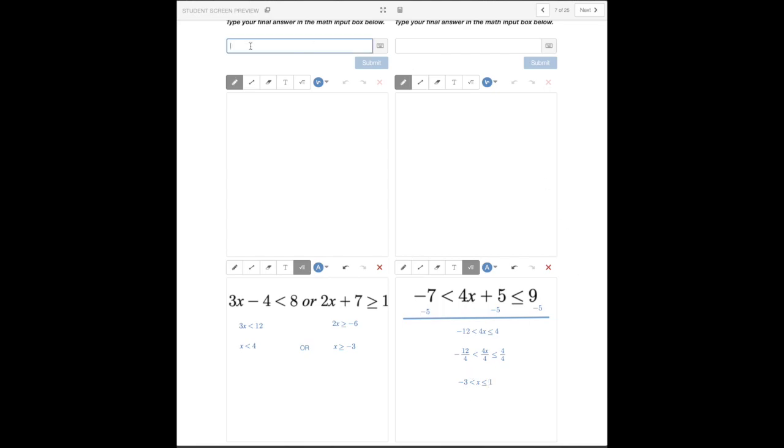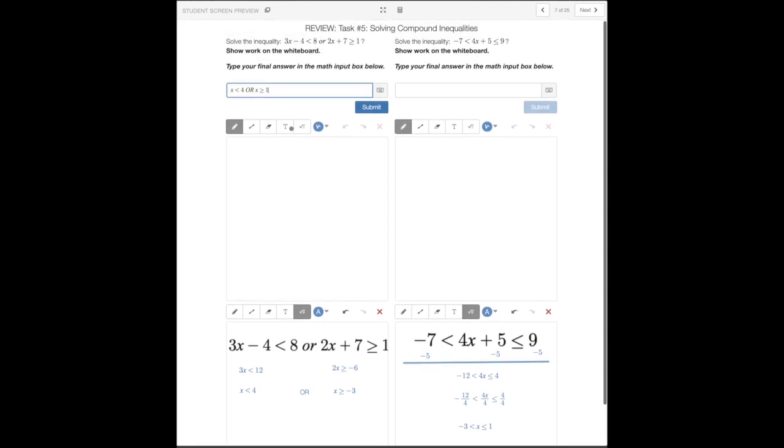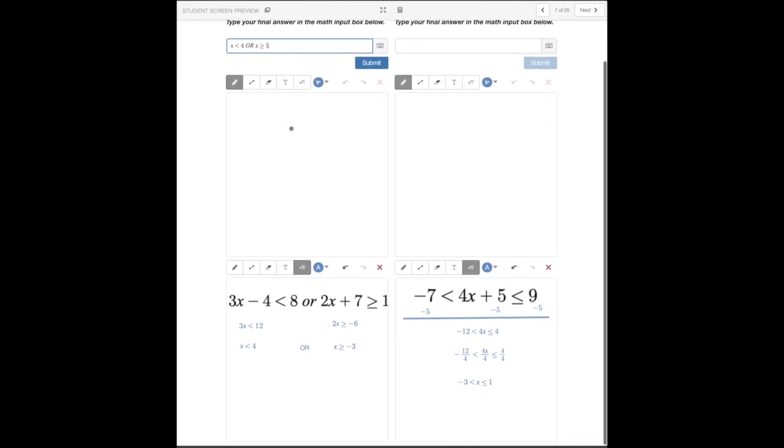So that's what I'm going to type up here. x is less than 4, or x is greater than or equal to 1. Was it supposed to be 1? Yeah, it was. And this one, negative 3 less than x less than or equal to 1.